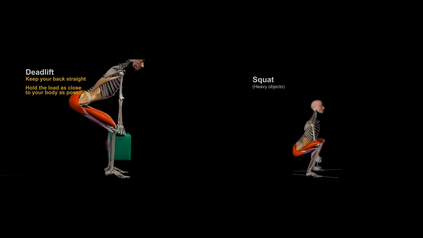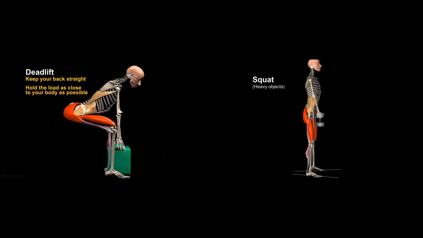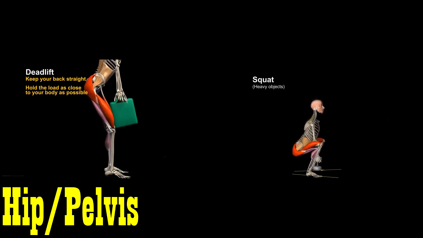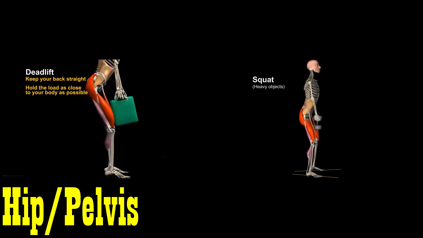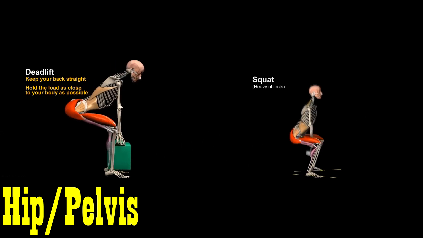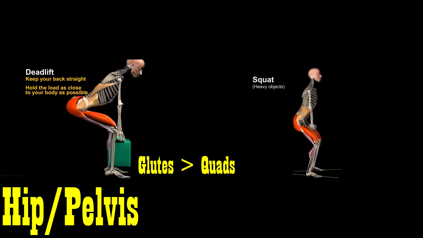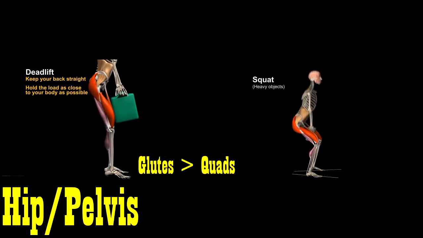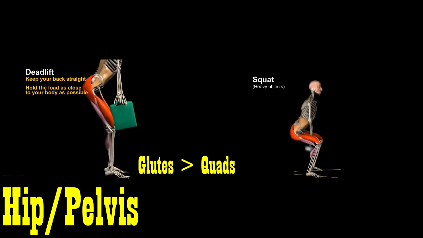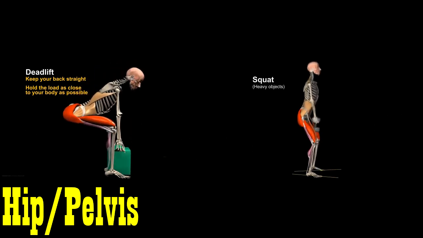The biggest difference between the squat and the deadlift is the position of your hips. And this is where I see most people mess up on, especially when doing the deadlift. So you probably heard before that the deadlift is more of a glute dominant exercise and the squat more of a quad dominant exercise. And the position of your hip really determines which muscle group you're working.